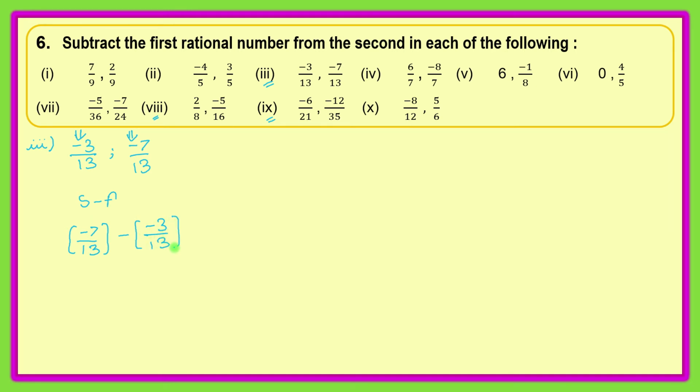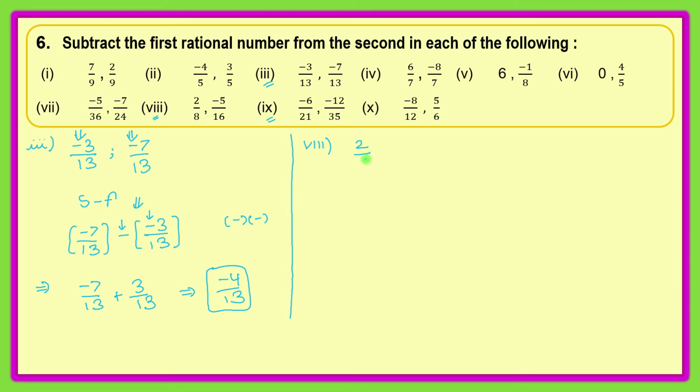One thing I want to tell you here is that two minus signs will come. The first minus sign is from the question, and the second minus sign is from the rational number itself. That's why you have to write two minus signs instead of one. So it will be equal to minus 7 upon 13 plus 3 upon 13, because minus into minus is plus. And that will be 3 minus 7, that is minus 4. Minus 4 upon 13, and this is the final answer. Like this, simple.